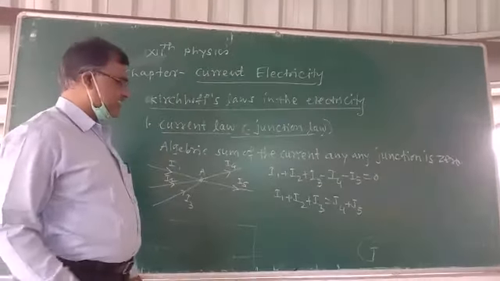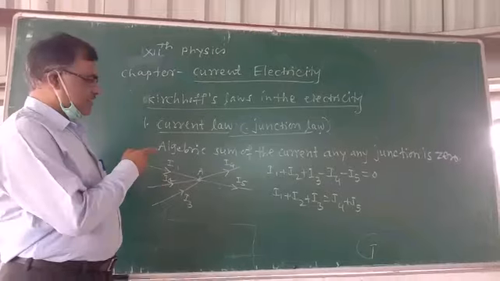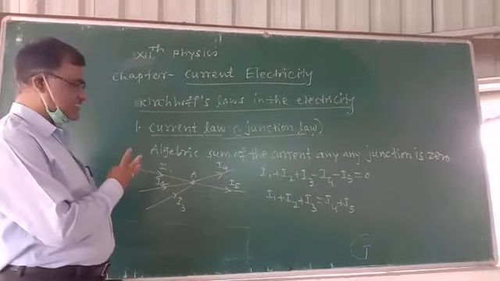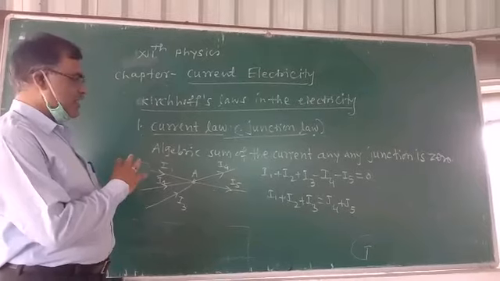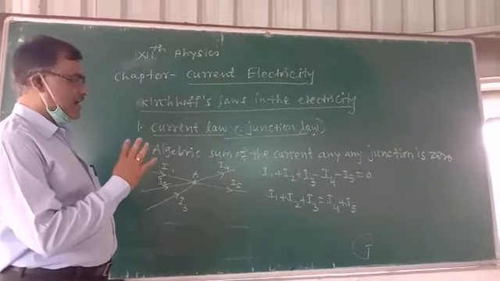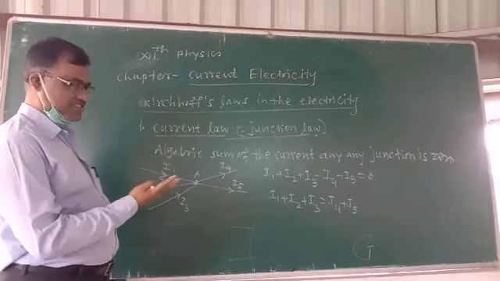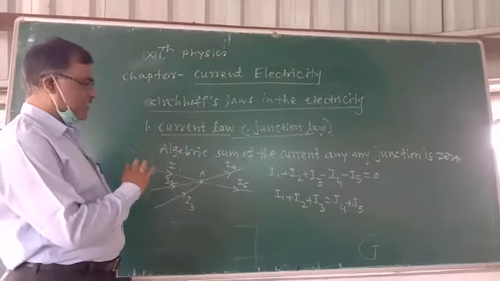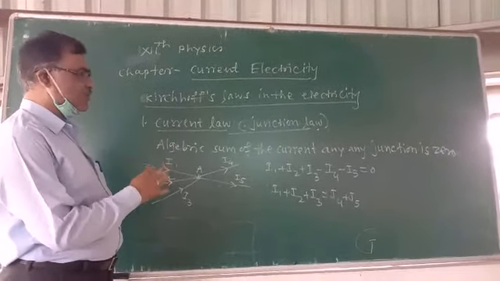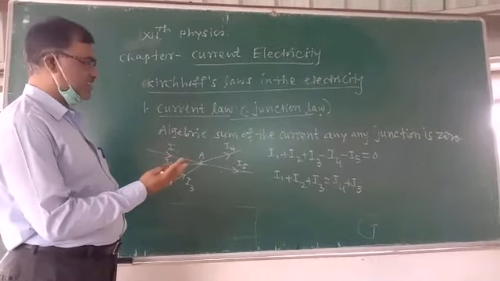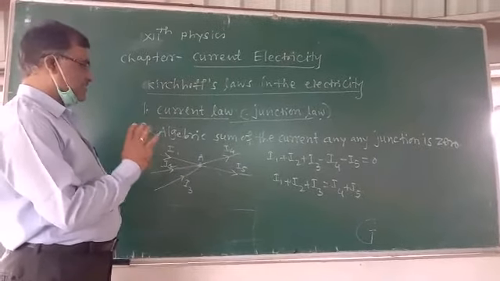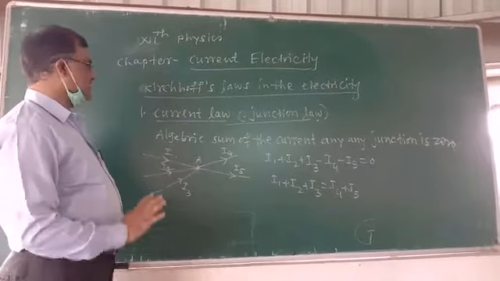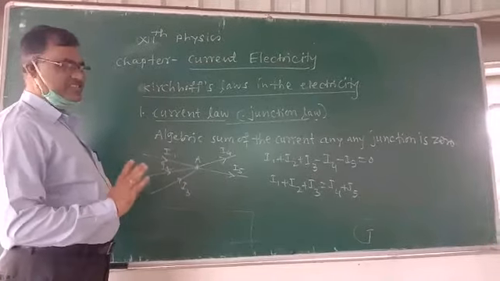From this equation it is clear that I1, I2 and I3, these three currents flowing towards the junction, are positive, and I4 and I5 are the currents flowing away from the junction. That is, the total current flowing towards the junction is equal to the total current flowing away from the junction. The algebraic sum of the currents at the junction point A is equal to 0. This is the current law, that is the junction law.